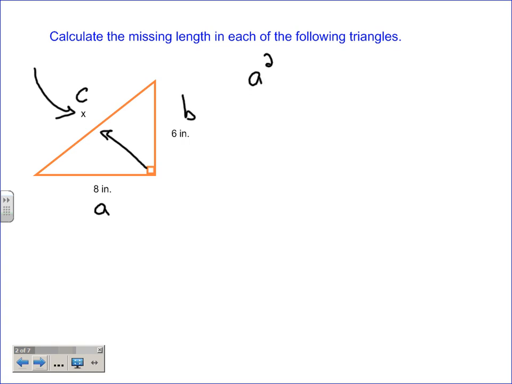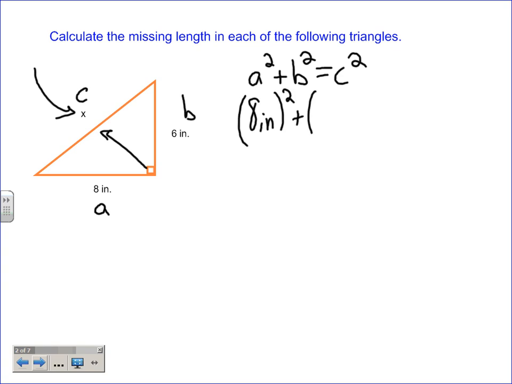So it's A squared plus B squared equals C squared. That's what it said on the previous slide. And so A, according to the way I've labeled, is 8 inches. Is it okay if I would have labeled 6 inches as A? Is that all right? Yeah, they're legs. It really doesn't matter at that point. And so A, according to me, is 8 inches, which I am going to square.